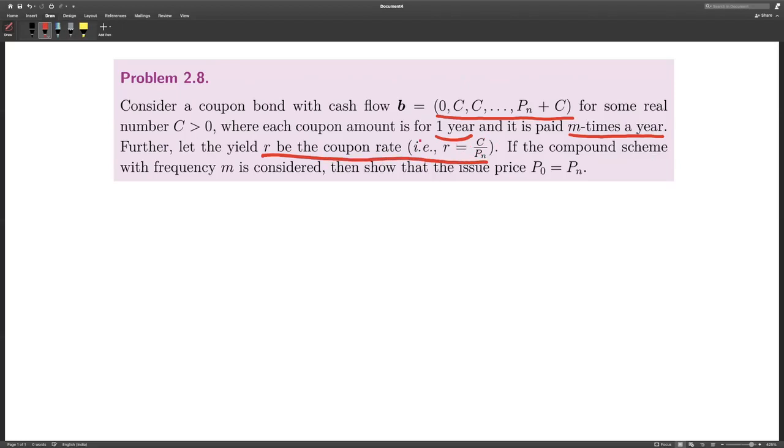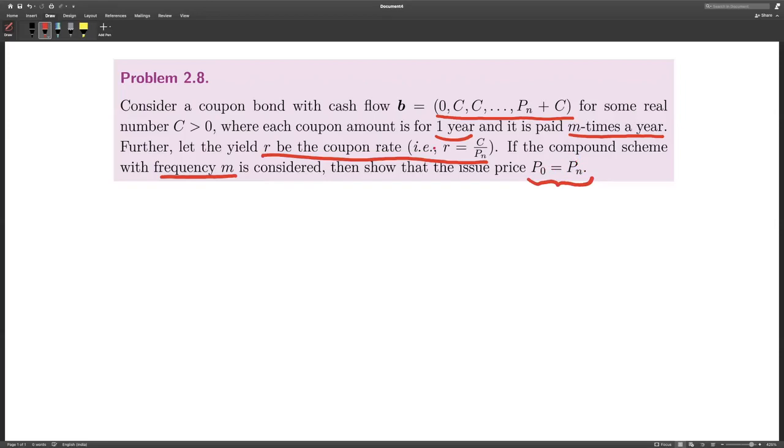If the compound scheme for the frequency M is considered, then show that the issue price, what is P naught? P naught is nothing but the issue price, that is the price of the bond at time t equal to 0. The issue price, therefore, is equal to the face value. That is what we are supposed to show.